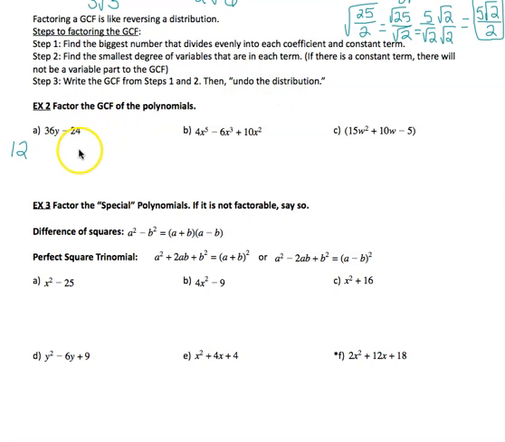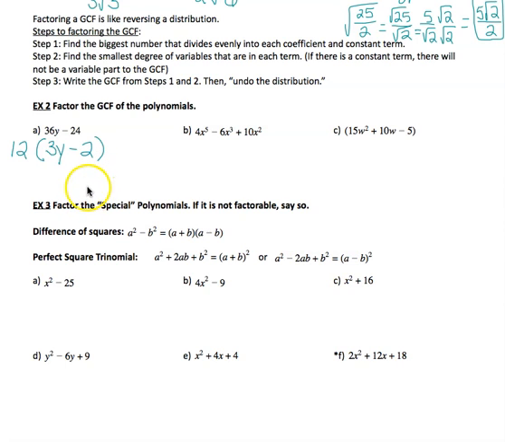Then what I do is undo the distribution. So I write a parenthesis, and then I kind of work backward. I say, okay, what would I multiply 12 by to give me back 36y? Well, 12 times 3 would give me 36, and then I would need the y, so 3y. Then what do I multiply 12 by to get negative 24, which would be negative 2?